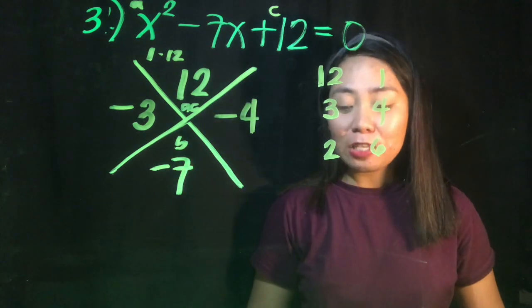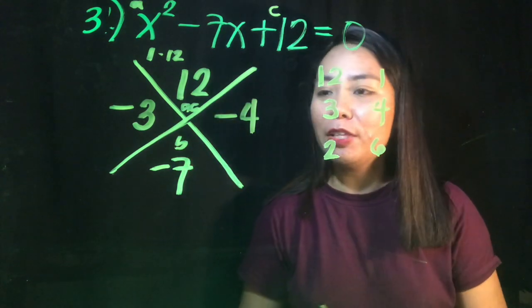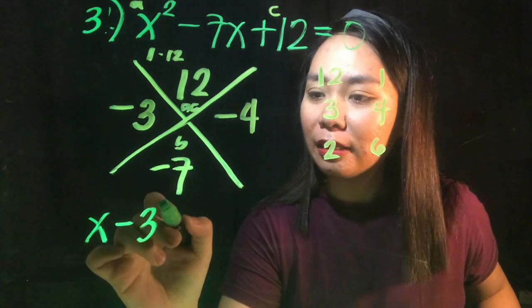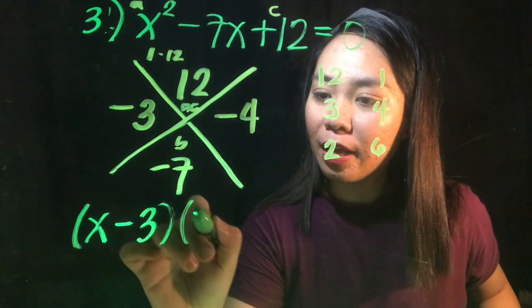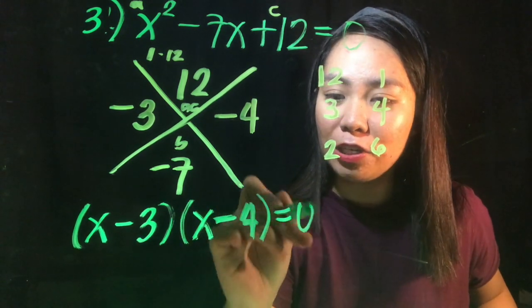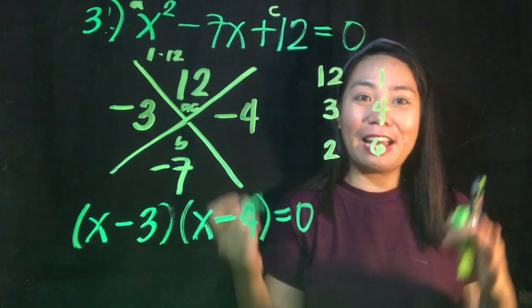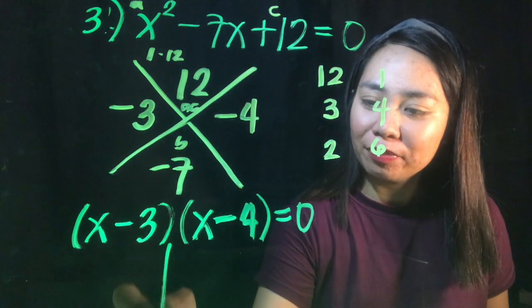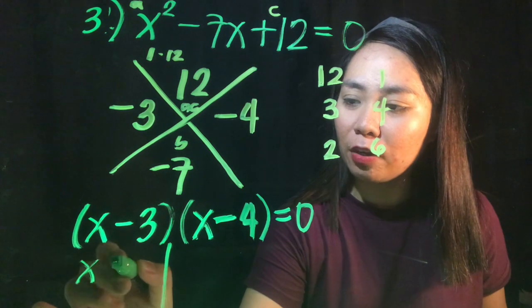And in this case, to rewrite your answer, you will now have here x minus 3 times x minus 4 equals 0. So, may factors ka na. Kailangan mo na lang kunin ang values ni x. So, again, equate both with 0.